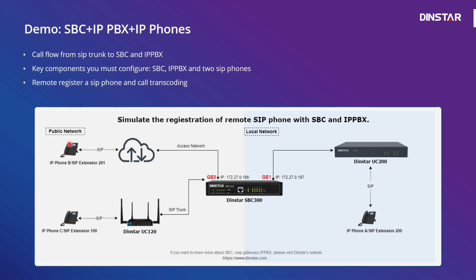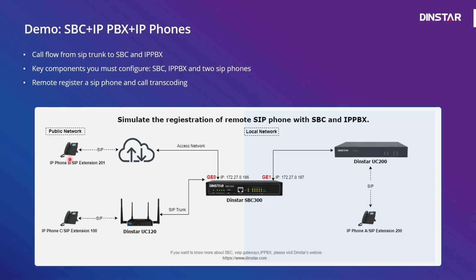Here we simulate calls from the external SIP trunk going to the SBC, port 1 or the public network. We work as the public network and forward to the internal network, and eventually forward to our DINSTAR UC200, which is on the local network. Then the extension will pick up the phone. So it's a full call path.